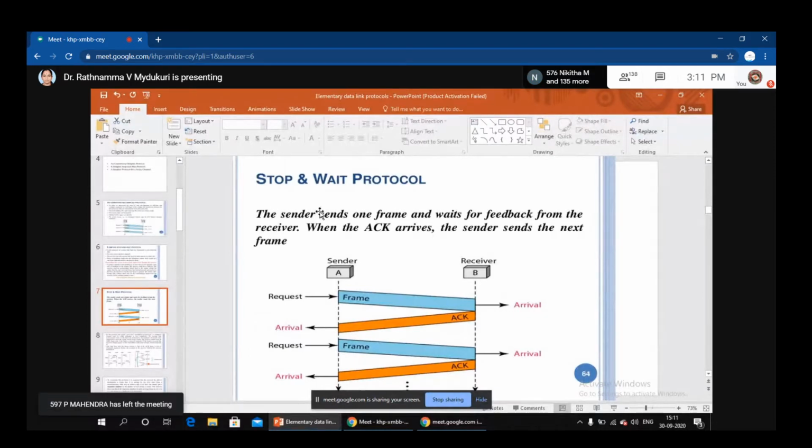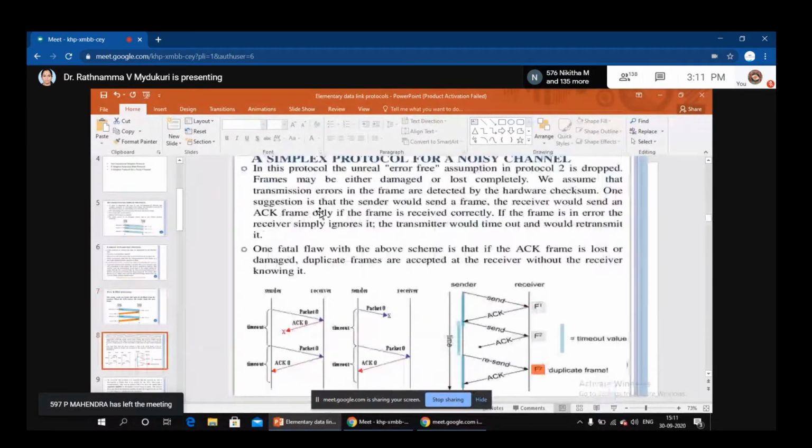Clear? The next is a simplex protocol for a noisy channel. In a previous class I have discussed this with you. Sometimes because of some noise in the channel, there may be a chance of damage to the frames or damage to the acknowledgements. So how is that going to be overcome? That is our third protocol. Here I have explained to you about 2 situations.